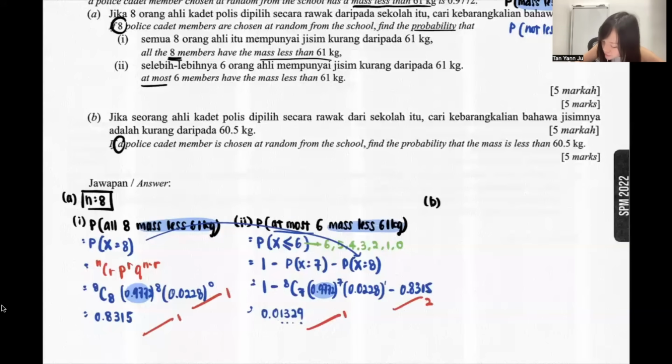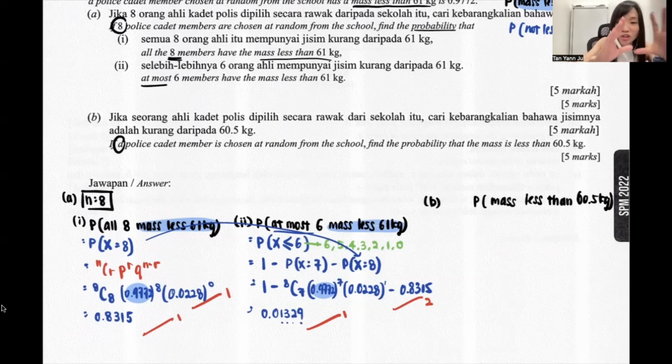They say find the probability that the mass is less than 60.5 kg. My dear, I know this question is normal already. You know why? Kg, mass. Mass, is it countable? No. Just now it's not talking about mass, just now it's talking about humans. I want 8 humans with this weight. 8 humans, I want at most 6 humans with this mass. Isn't it? That's what we did just now.